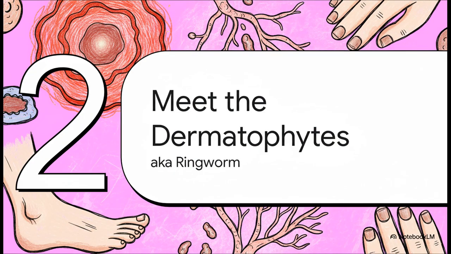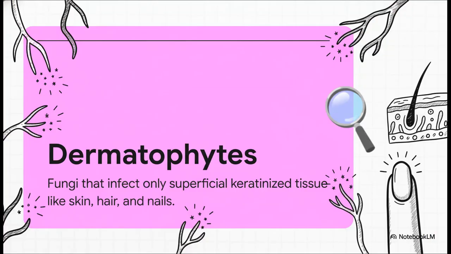Okay, so let's dive into our first major group, dermatophytes. You've almost certainly heard of the trouble they cause, because these are the fungi responsible for what we all call ringworm, or if you want to use the proper clinical term, tinea. So what are they exactly? Well, you can think of them as incredibly picky eaters. They only infect and munch on one specific thing: that tough, protective protein called keratin. And keratin is what makes up our skin, our hair, and our nails. So for these fungi, bits of our body are literally their dinner.